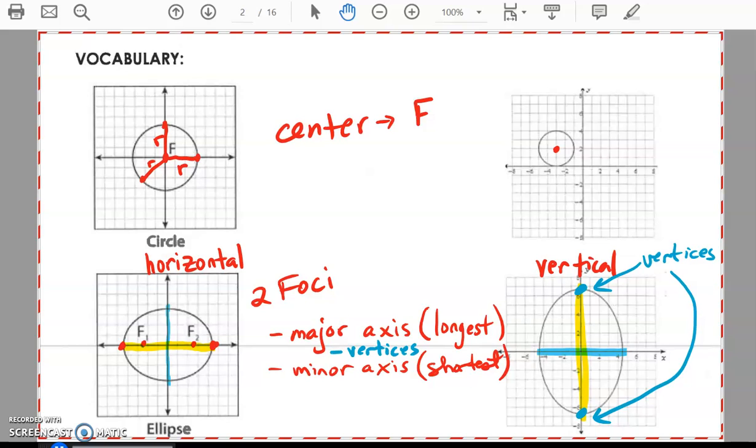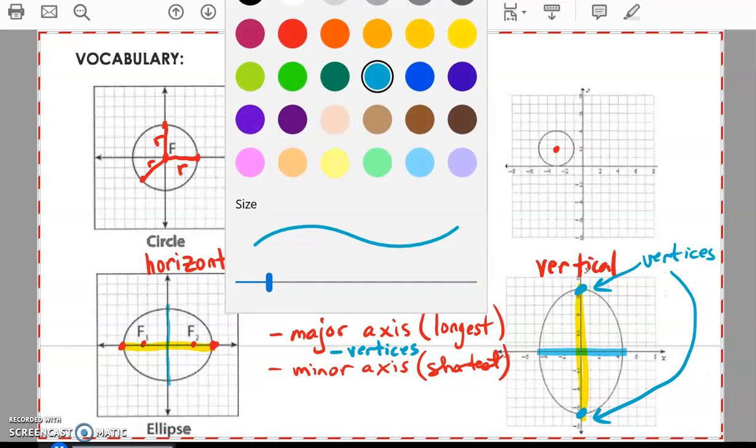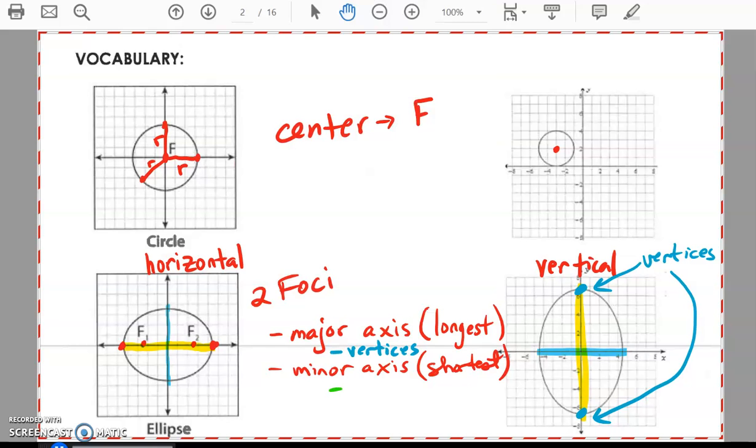And then our co-vertices would be along the minor axes. So this will have co-vertices. That would be along the shorter axes, which would be on the left and the right of my vertical ellipse.